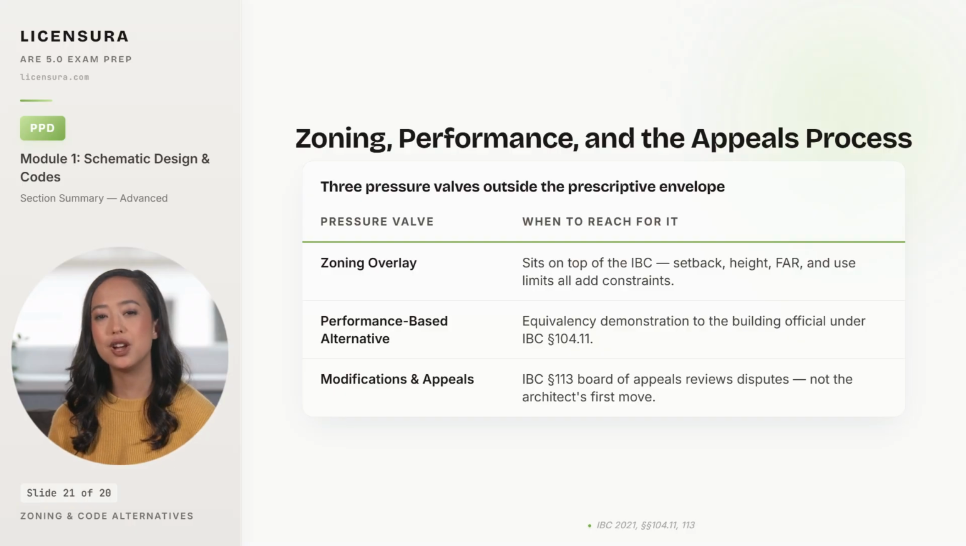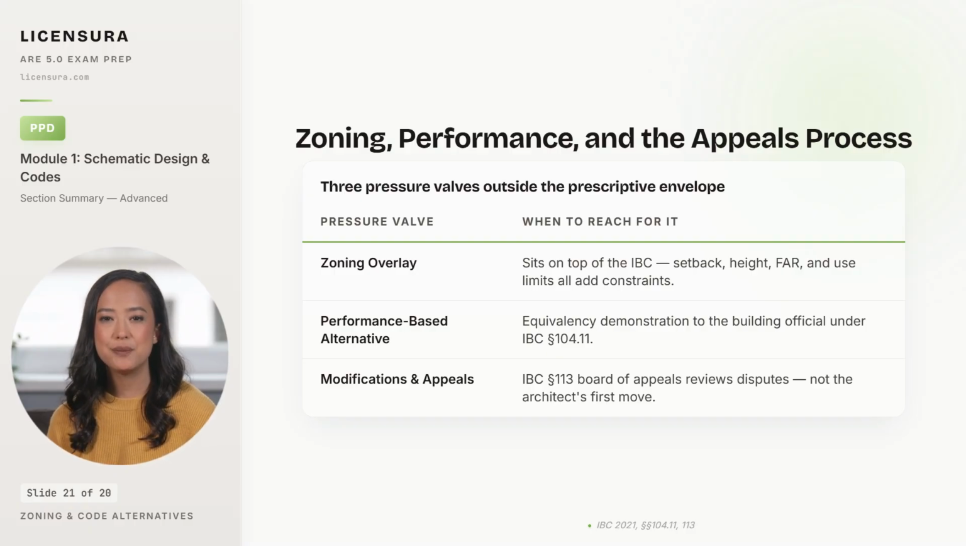The performance-based alternative under IBC Section 104.11 is the documented escape valve when the prescriptive path will not fit. The architect demonstrates equivalency to the building official by showing that the alternative meets the intent of the code, and the demonstration becomes part of the project record. And the Section 113 Board of Appeals is the formal dispute mechanism when the official and the architect disagree on interpretation. But it is a last resort, not an opening move, because every appeal slows the project and signals an adversarial posture. Reach for it sparingly.